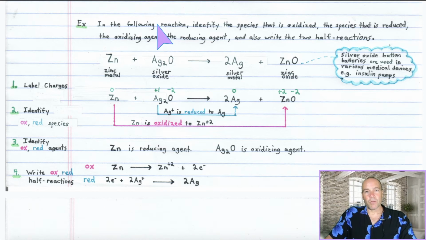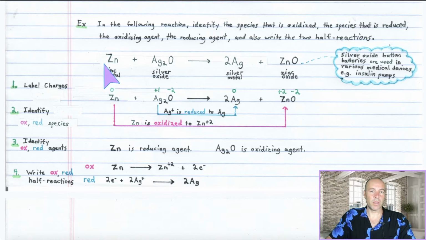In the following reaction, identify the species that is oxidized, the species that is reduced, the oxidizing agent, the reducing agent, and also write the 2 half reactions. So a lot of stuff here that you're asked to do. Now here is the chemical equation.